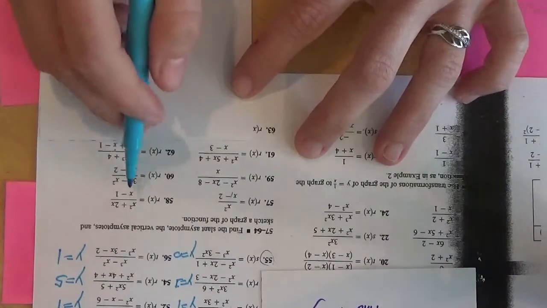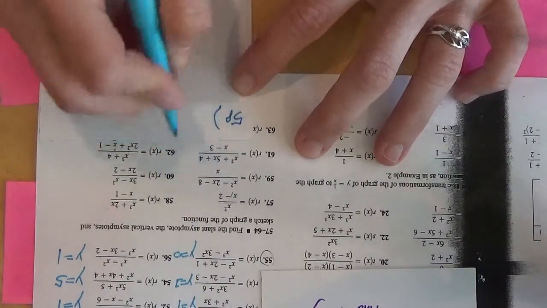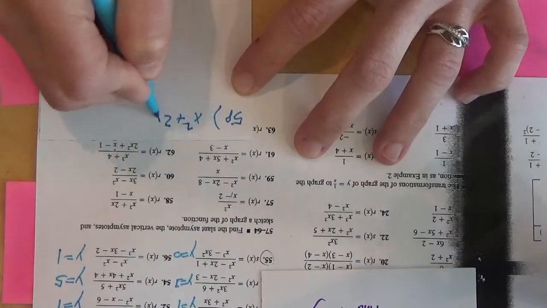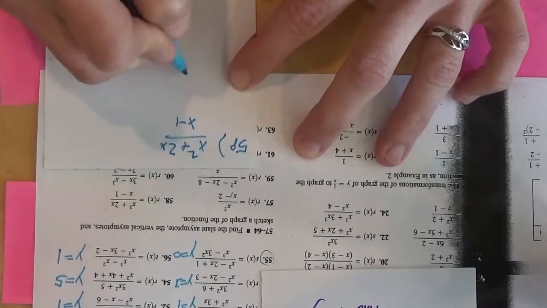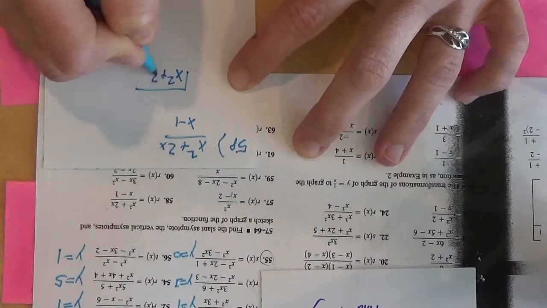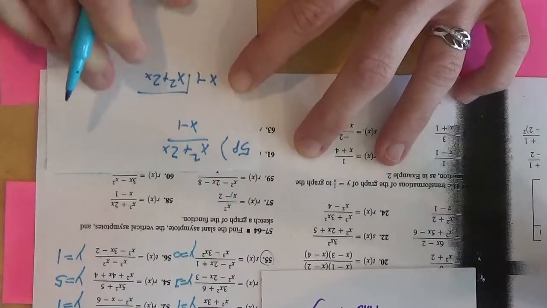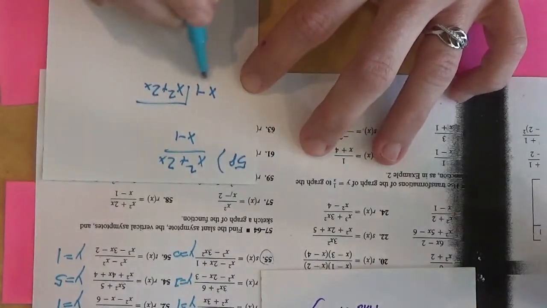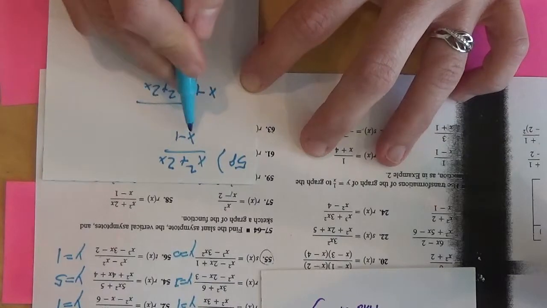But if I were to do, for 58, the slant asymptote for this one, I would take x squared plus 2x and divide it by x minus 1. I could do it synthetic if I wanted to on this particular case because the bottom is simple.